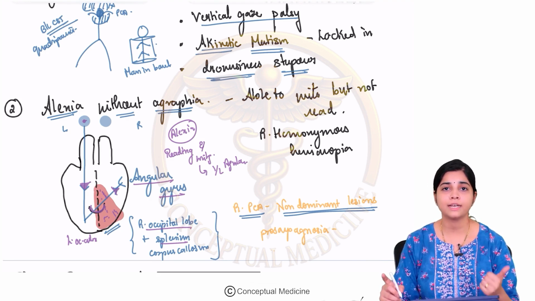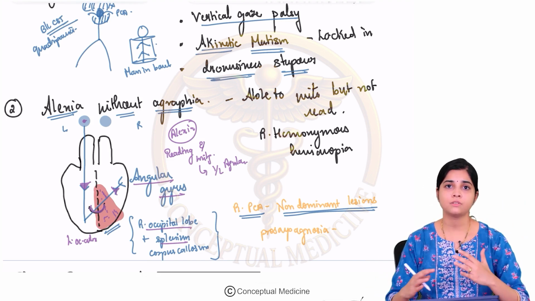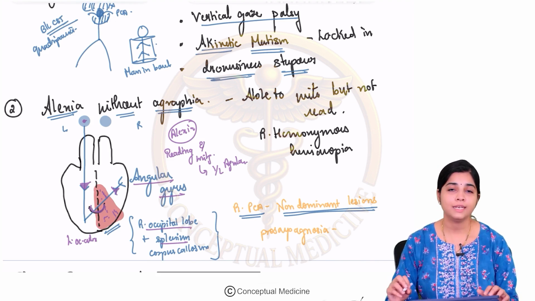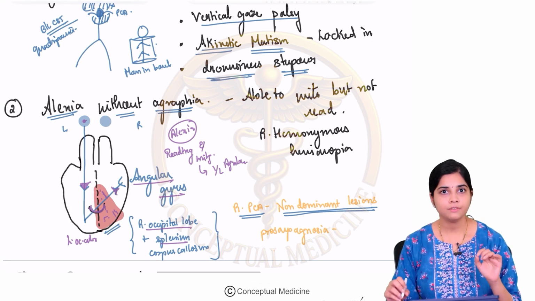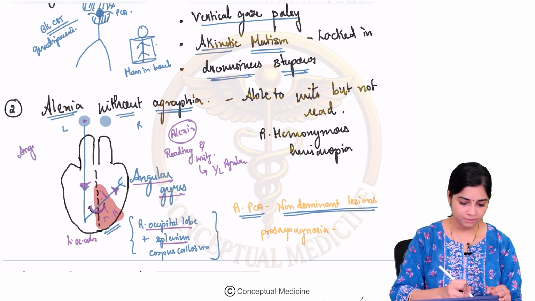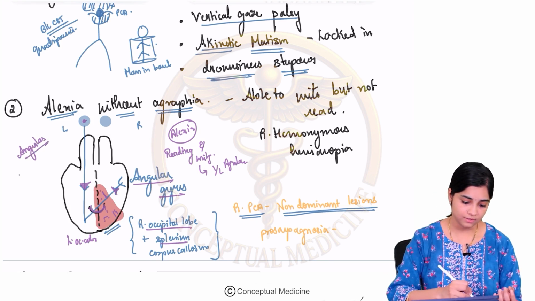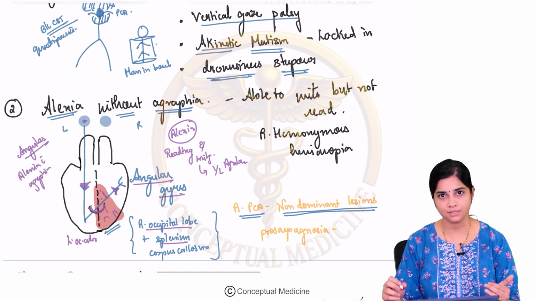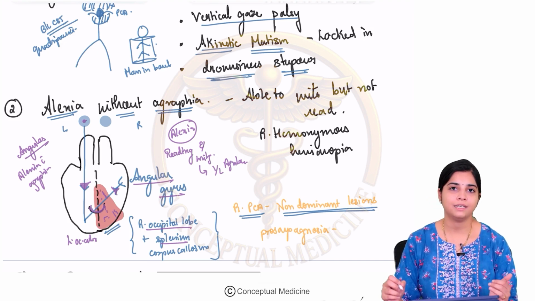Then why is reading not intact? Because there is a disconnection in the splenium. The impulse from the left side is not getting transmitted to the right side for you to read. So you have alexia, but you do not have agraphia. But whenever you have an angular gyrus involvement per se, both reading and writing are lost. So you have alexia with agraphia, because whatever you are reading is not processed by the angular gyrus. Here there is no processing at all.